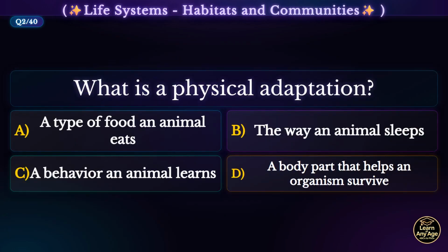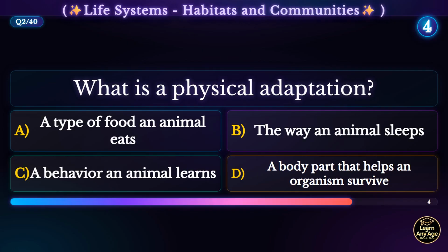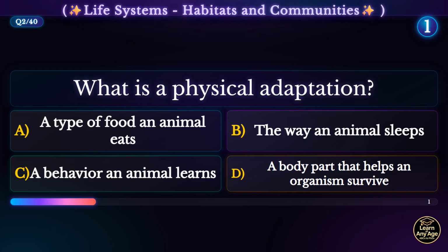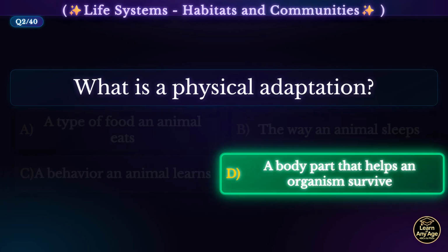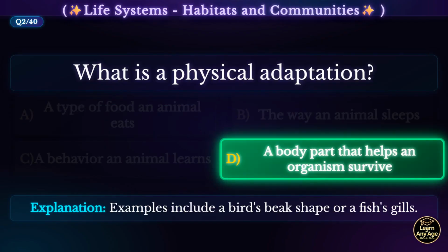What is a physical adaptation? A type of food an animal eats. The way an animal sleeps. A behavior an animal learns. A body part that helps an organism survive. Examples include a bird's beak shape or a fish's gills.